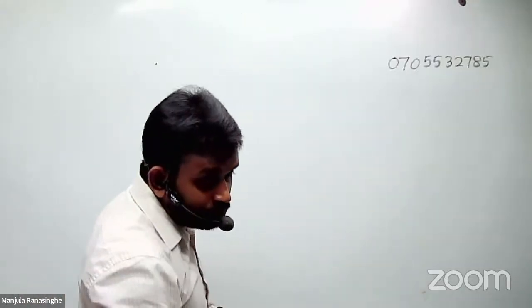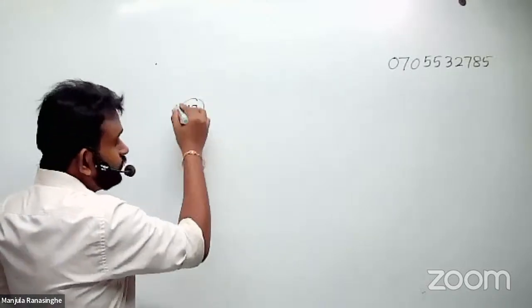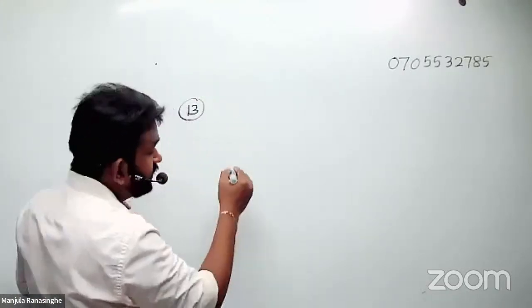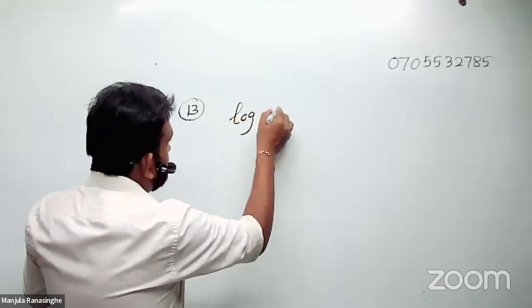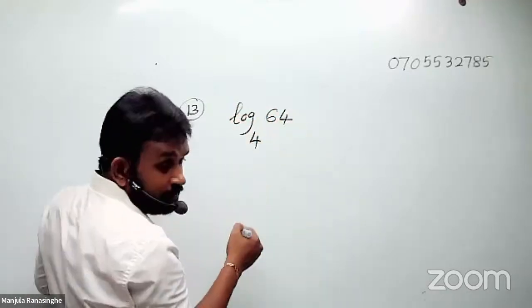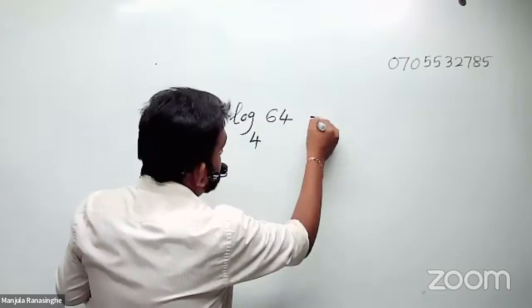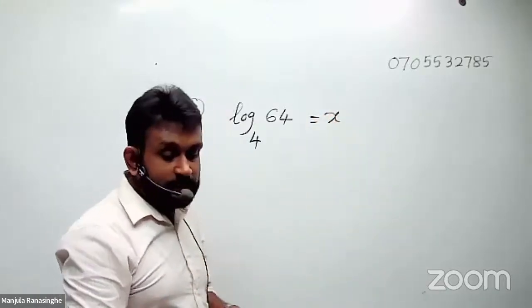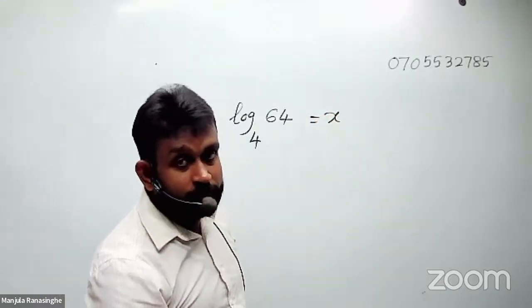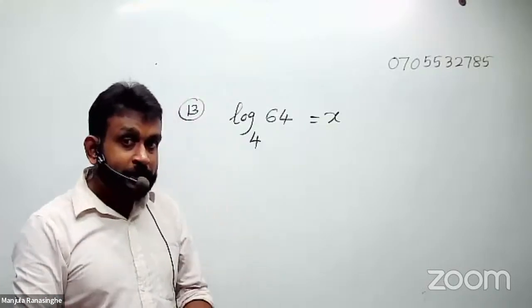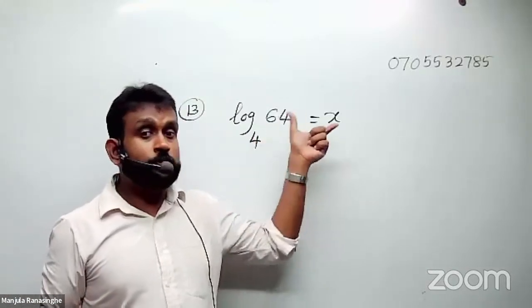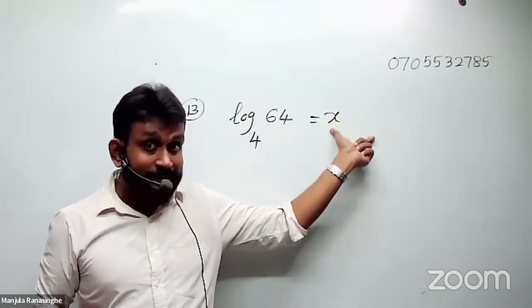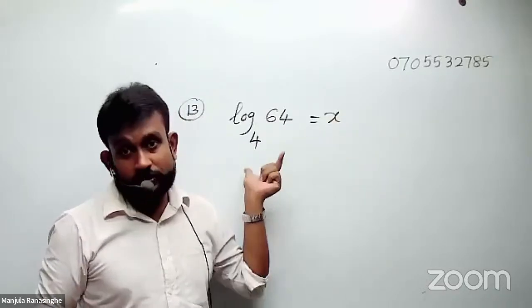Right, now we are moving to question number 13. It gives you logarithm of 64 to the base 4 equals x, right? Find the value of x. So you know that in the O-level paper, you have two types of questions only. What are they? First one, logarithm to index format. The other, the reverse of that, index to logarithm format.